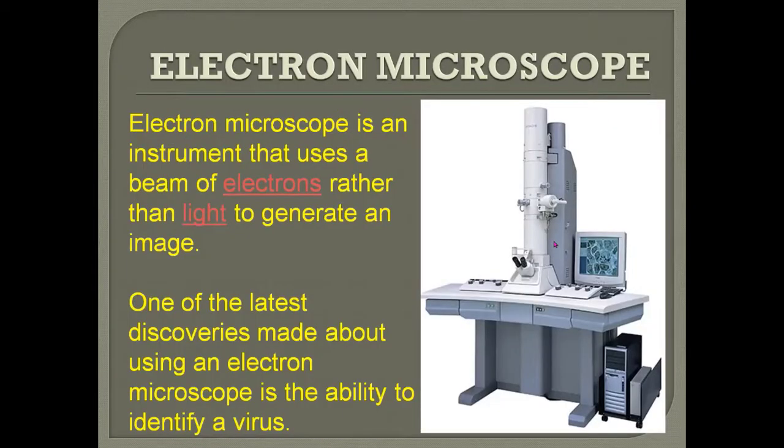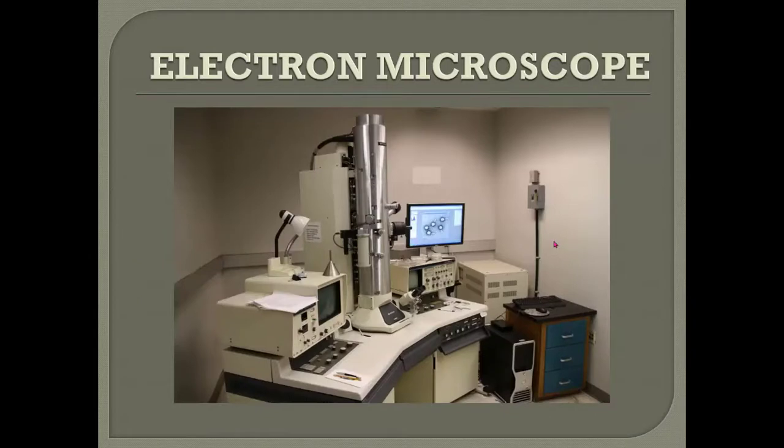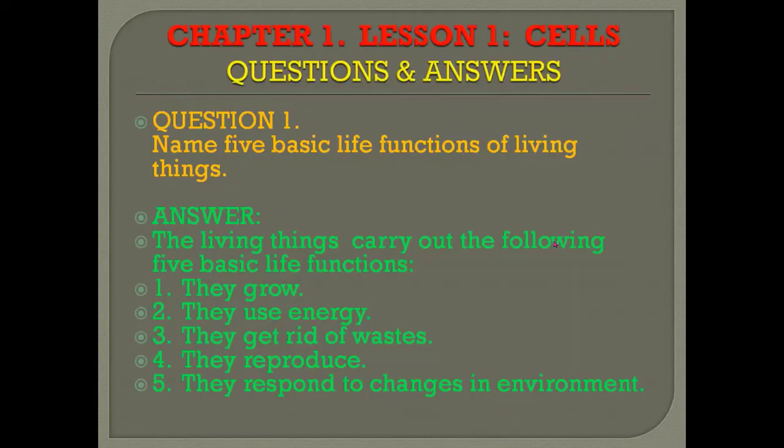And also electron microscope, we learned that the electron microscope uses a beam of electrons rather than a light source to generate an image. And also the latest discoveries which revealed the electron microscope has the ability to identify viruses. We have seen the images of electron microscope, compound microscope, light microscope, and we have discussed one question and answer at the end of the session.